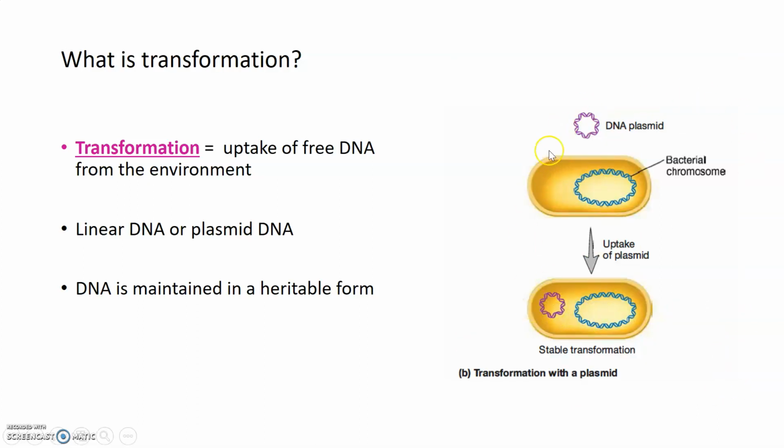DNA can also be transformed into bacteria in the form of a plasmid, or a circular piece of DNA. In the case of plasmid DNA, once it's taken up into the cells, technically a stable transformation has happened because there's no integration necessary for plasmid DNA. Many plasmids can exist extrachromosomally, or outside of this blue bacterial chromosome, and they can still be passed on to any progeny cells.